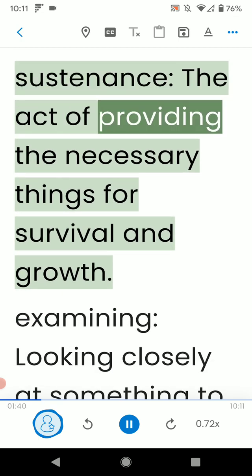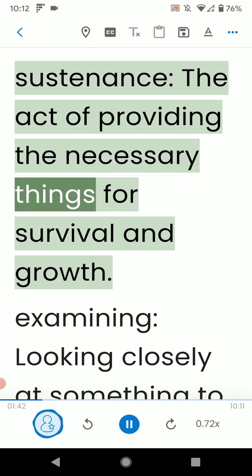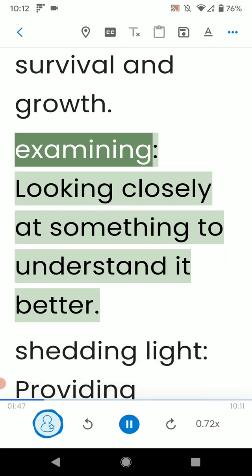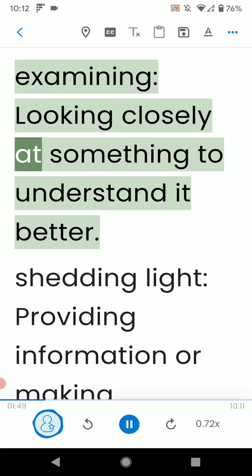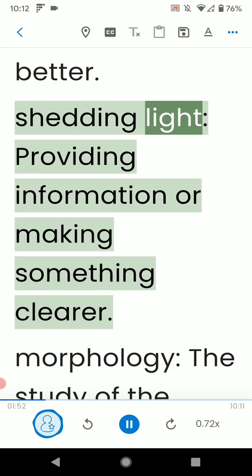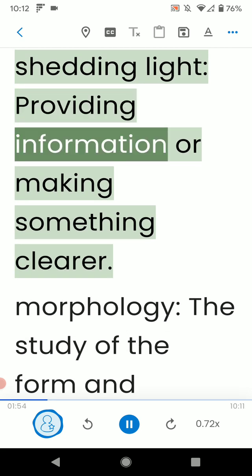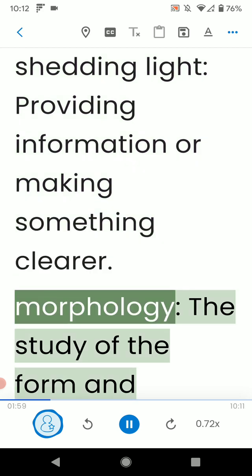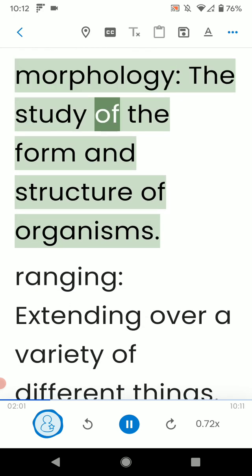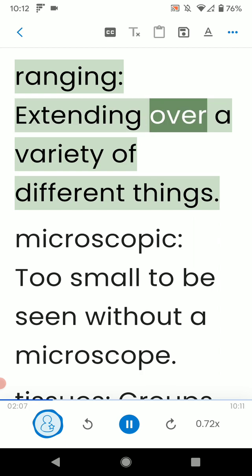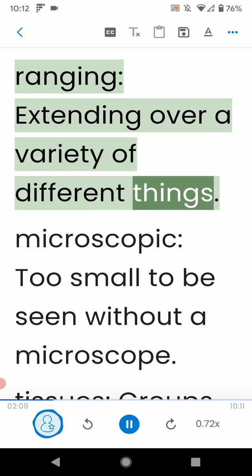Sustenance, the act of providing the necessary things for survival and growth. Examining, looking closely at something to understand it better. Shedding light, providing information or making something clearer. Morphology, the study of the form and structure of organisms. Ranging, extending over a variety of different things.